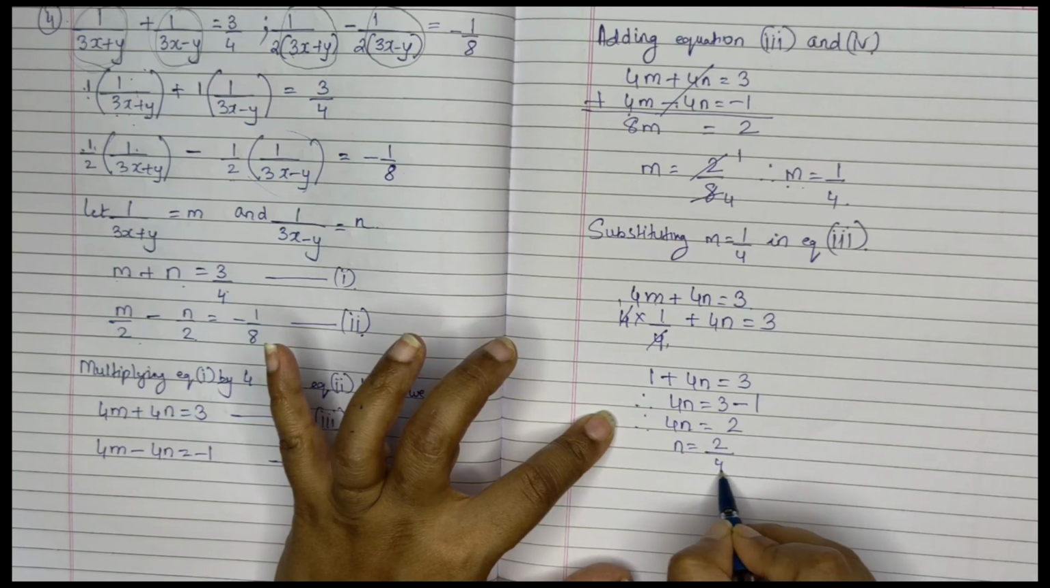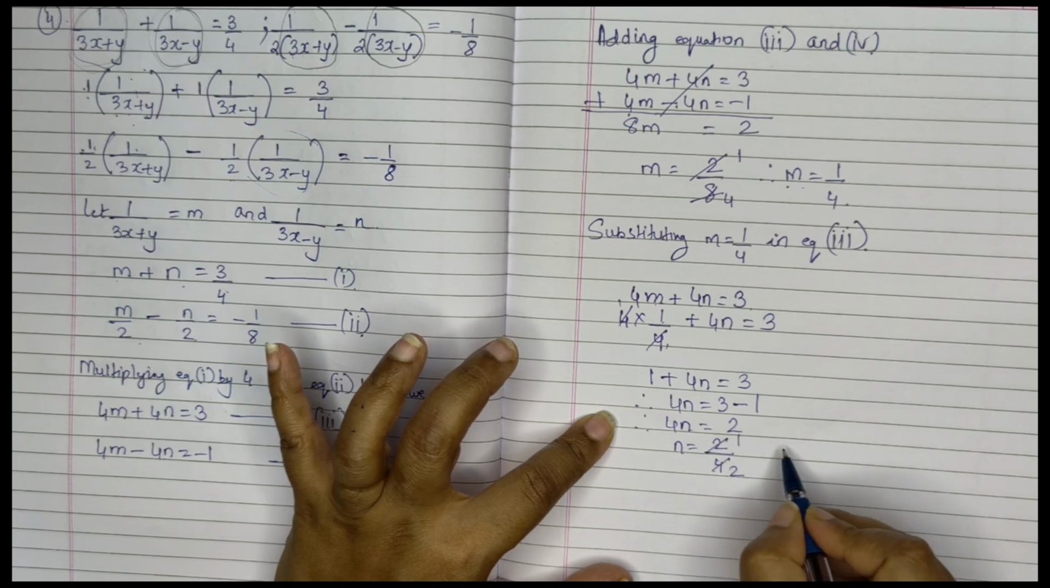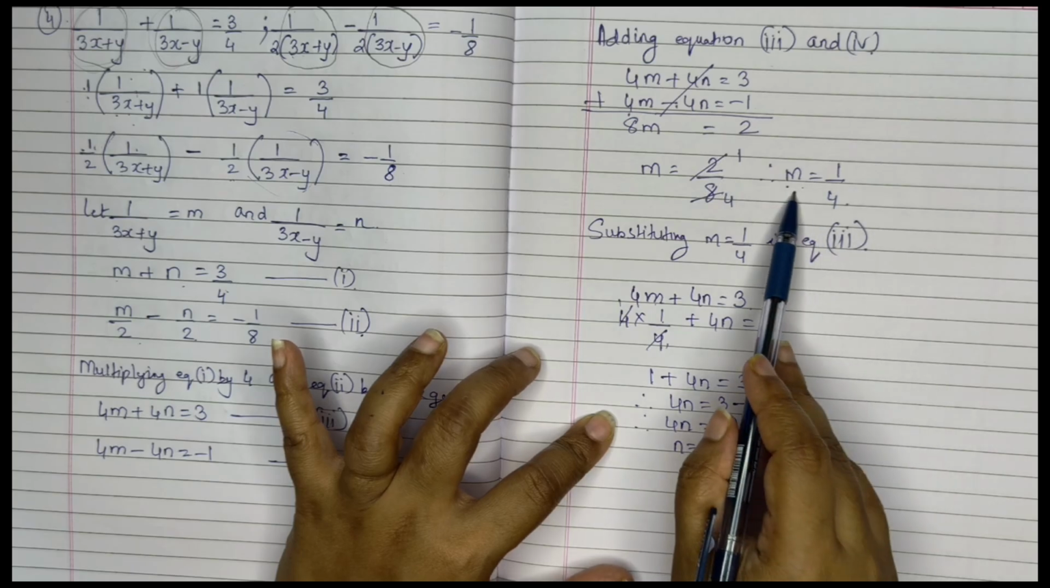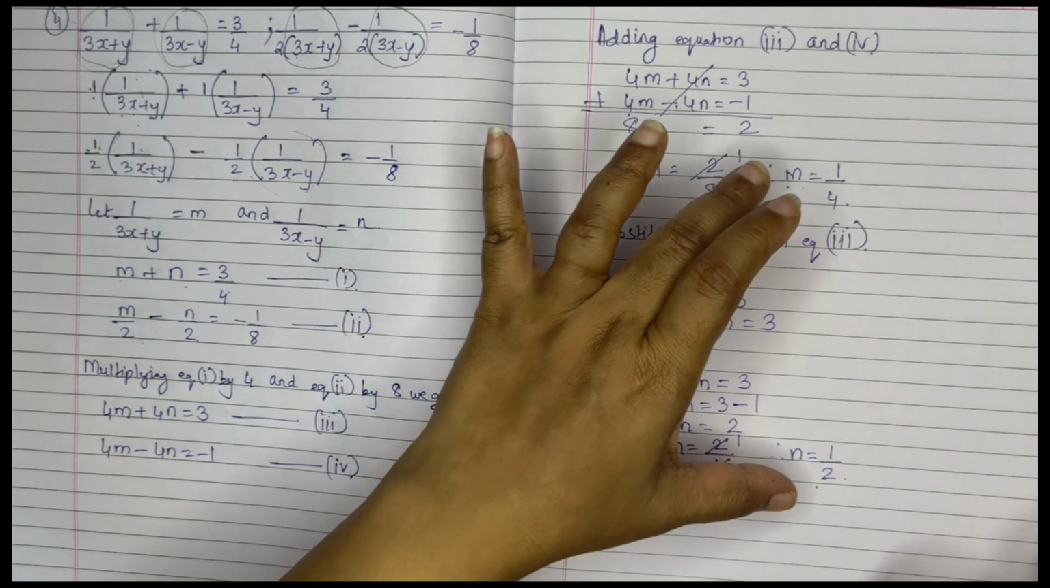This 4 will come here in division. 2 ones are 2 and 2 twos are 4. So therefore n is equal to 1 upon 2. We got m and we got n. Okay, we got the values of m and n.